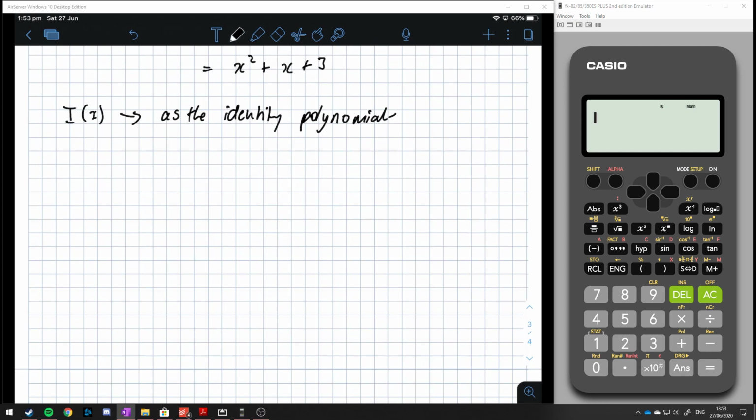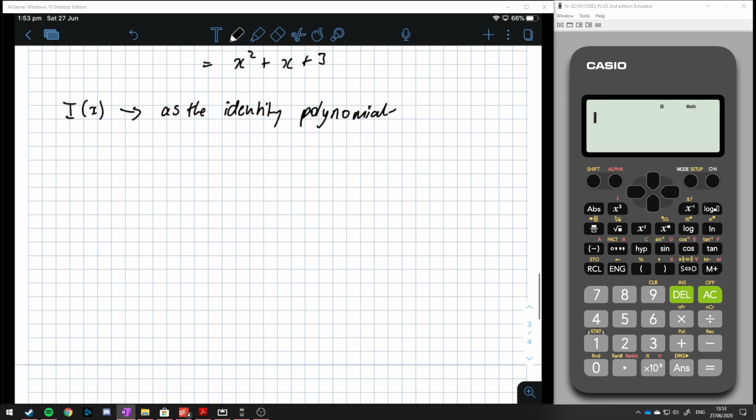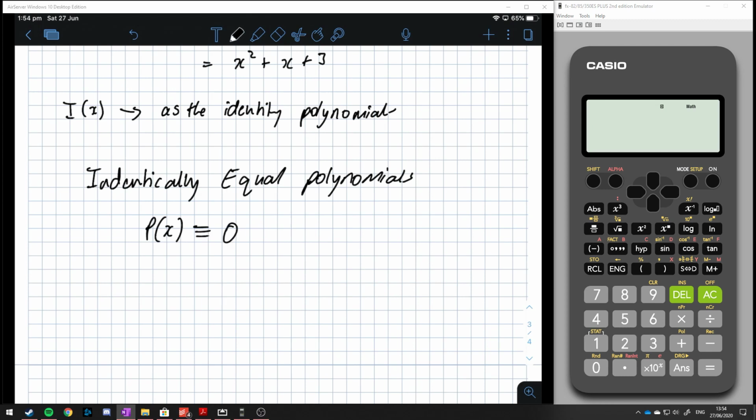Okay, so two more things that we need to talk about. Two polynomials, p of x and q of x, are called identically equal. So let's write identically equal polynomials. Now this is written as p of x, and it's this symbol here, which you may remember from congruency. So it's congruent, but it's exactly equal to q of x for all x, okay?